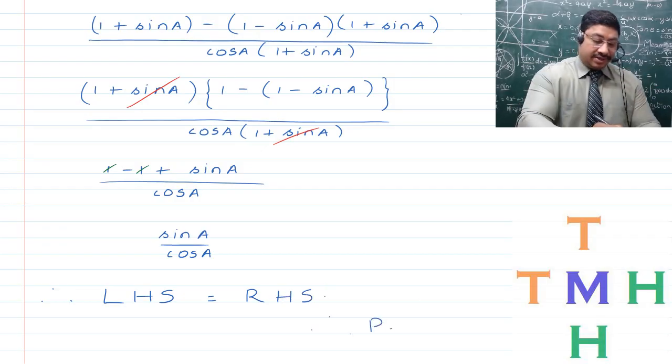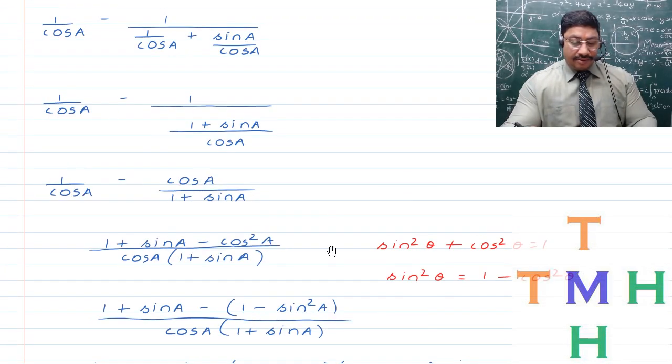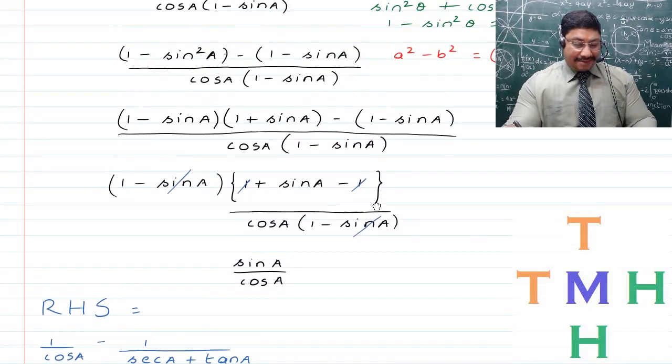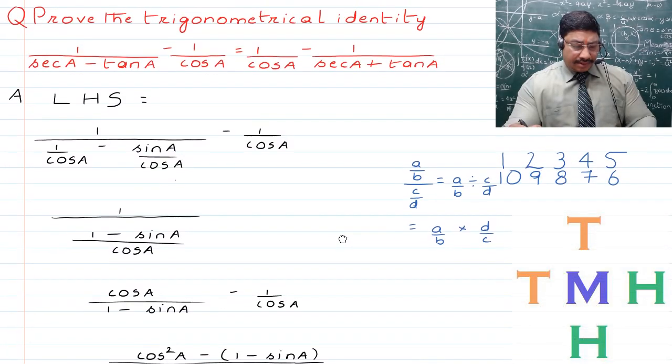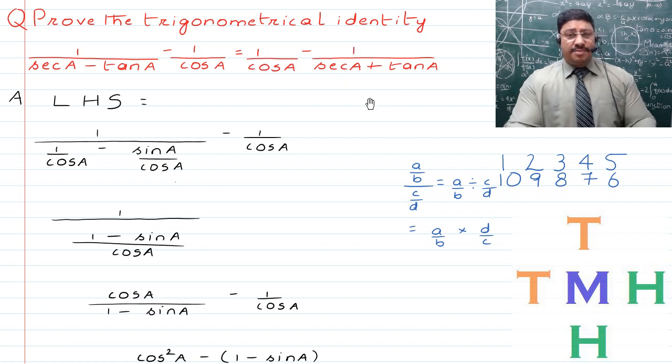So children, all of this I will just quickly discuss once more. In the question, you've been given that 1 upon sec A minus tan A, minus 1 upon cos A, is equal to 1 upon cos A minus 1 upon sec A plus tan A, right? Remember children, a few things.